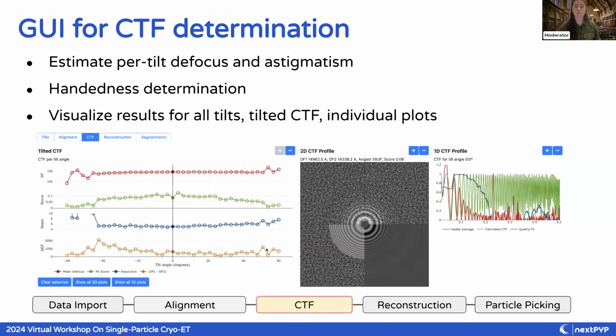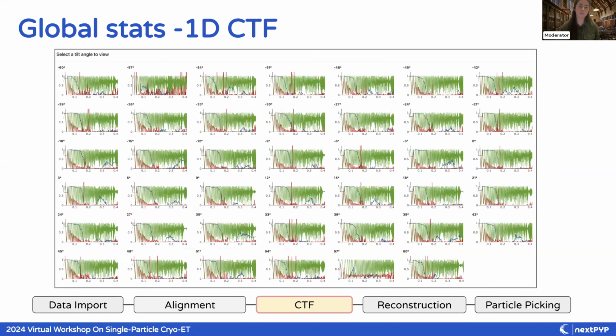And then again, you'll see this in the practical tomorrow, but we also enable a feature to be able to export these plots as SVGs. That way you don't need to be taking screenshots for all your data. And again, this is global stats. I'm going to show you this for 1D and 2D CTF.